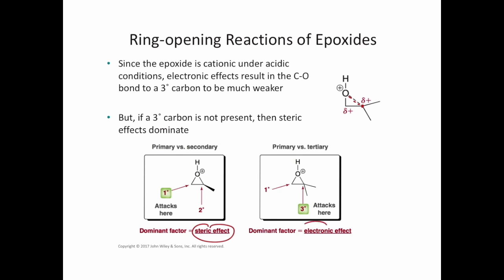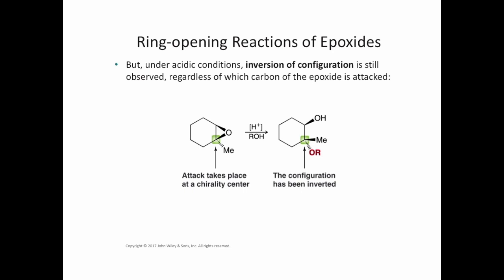So here we have competing steric versus electronic effects. So in one case, the electronic effect wins when you have a tertiary carbon. In the other case, when you don't have a tertiary carbon to choose from, the steric effect wins out. But regardless of which carbon is attacked, you still get inversion of configuration.